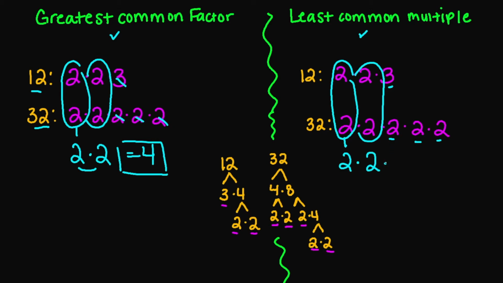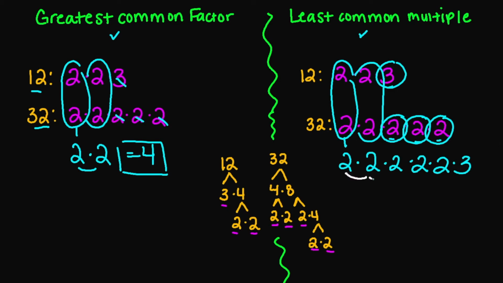So this 2, I'm going to write it right here. It came from here. This other 2, I'm going to add to the line. I'm adding this other 2 here. And then we're adding this last 3 here. So let's go ahead and multiply. 2 times 2 is 4. 4 times 2 is 8. 8 times 2 is 16. 16 times 2 is 32. And then 32 times 3 is going to equal 96.